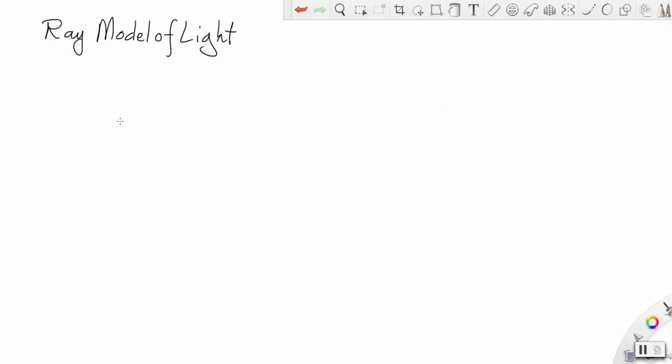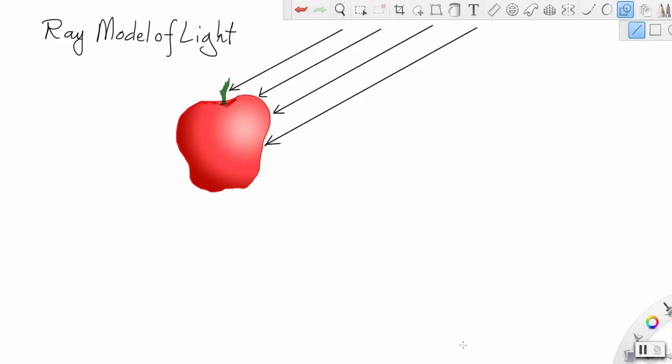Now, it's important to note that the ray model of light operates kind of like lasers do. You don't get light that just decides to go in all different places. That's not how light operates. It moves in straight lines until it encounters an object. So we have an apple here, and our apple is red, and when light comes in, let's say from the sun, it is going to encounter the apple and it's going to bounce off.